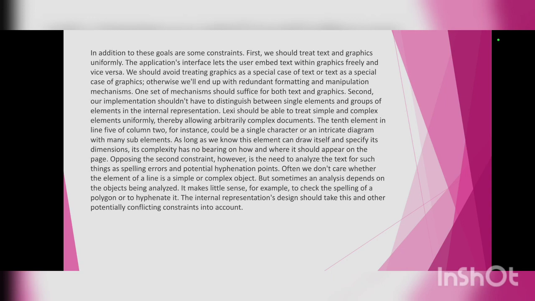Opposing the second constraint, however, is the need to analyze the text for such things as spelling errors. It makes little sense, for example, to check the spelling of a polygon or to hyphenate it. The internal representation design should take this and other potentially conflicting constraints into account.